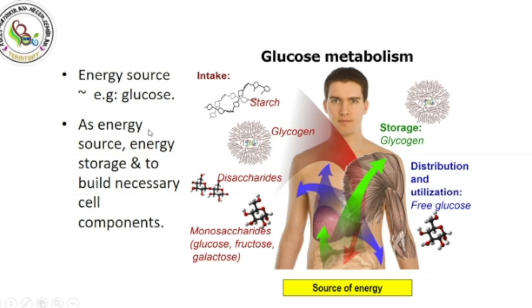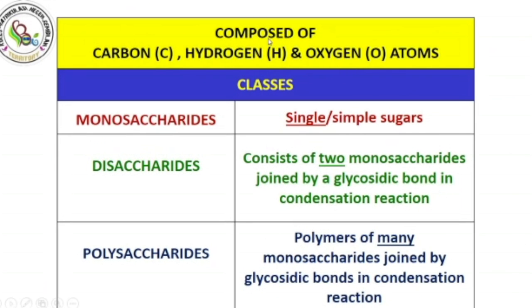Glucose, also known as simple sugar, functions as an energy source, for energy storage, and also to build necessary cell components. Carbohydrates are composed of three elements, which are carbon, hydrogen, and oxygen atoms. There are three classes of carbohydrates: monosaccharides, disaccharides, and polysaccharides. Monosaccharides are also known as single or simple sugars. Disaccharides consist of two monosaccharides joined by a glycosidic bond in a condensation reaction. Polysaccharides are polymers of many monosaccharides joined together by glycosidic bonds through condensation reactions.